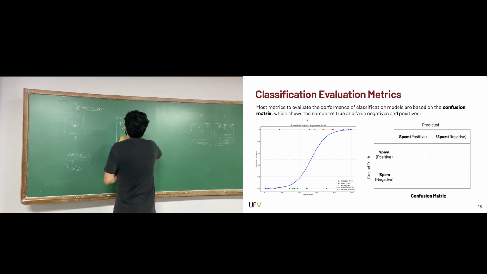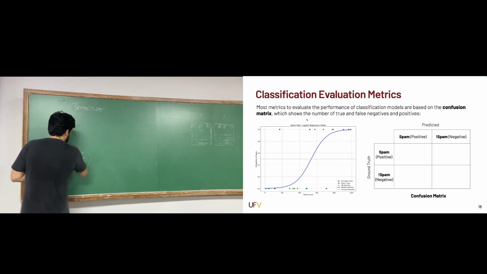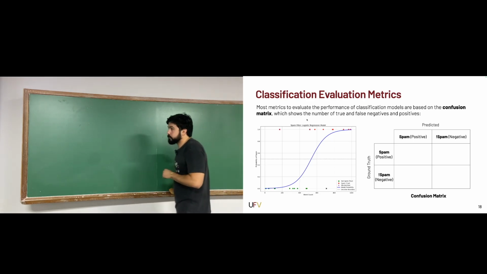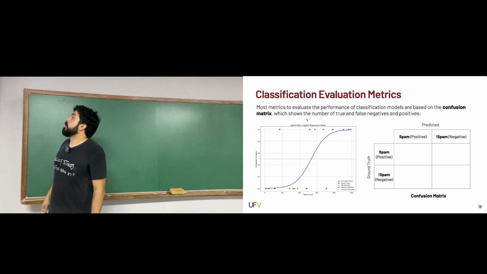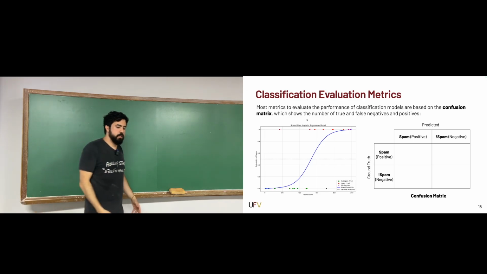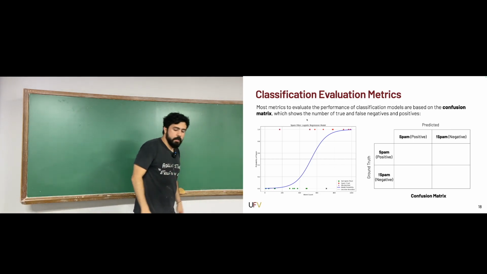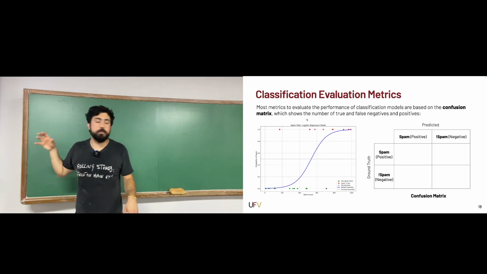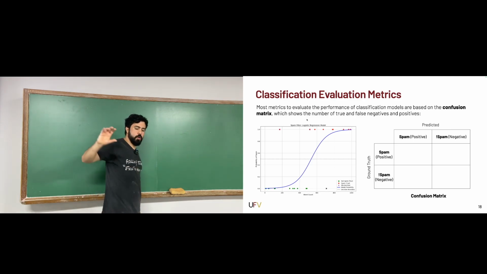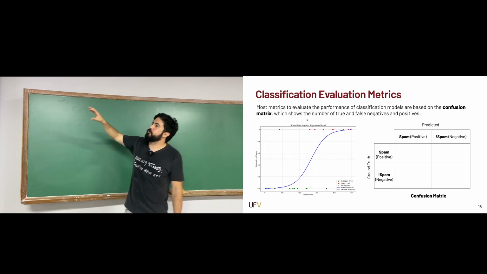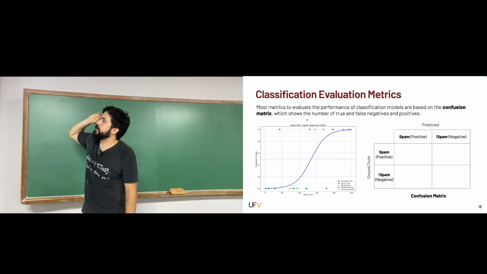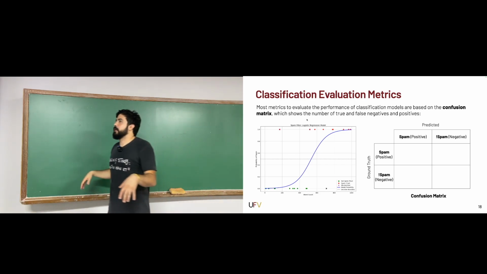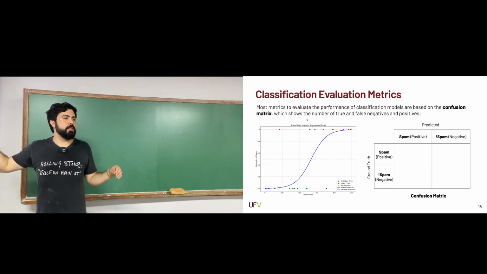Okay, so now let's talk about classification metrics, and this is the last part of the lecture. So when we're working with classification problems, most of the performance metrics we use are based on what we call a confusion matrix, which shows to us the number of true positives, false positives, true negatives, and false negatives. I'm going to talk about this with an example. So let's get back to our spam filtering example.